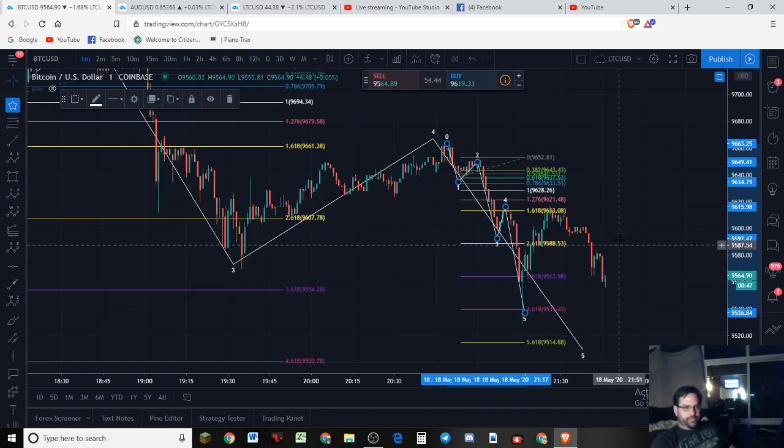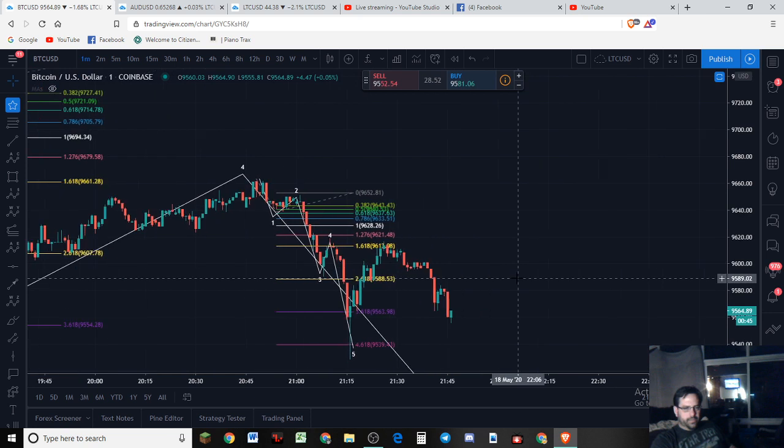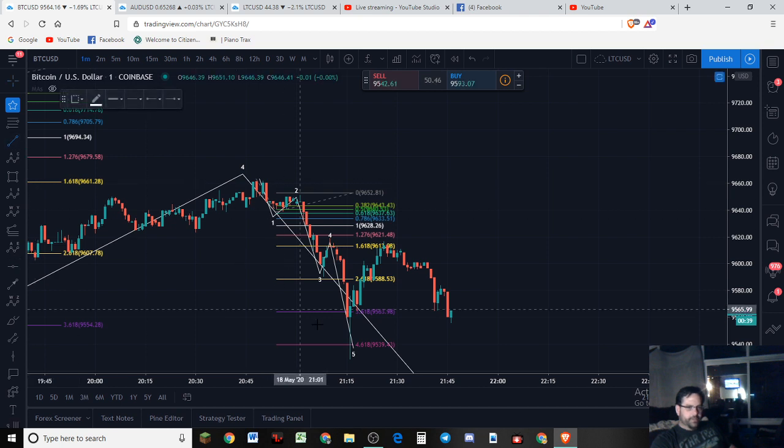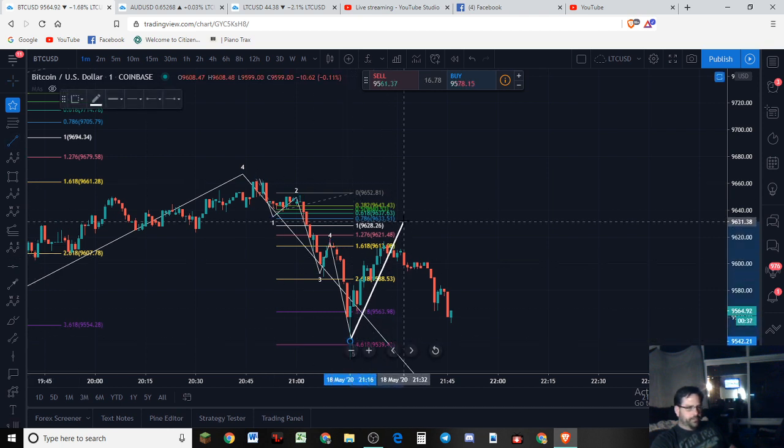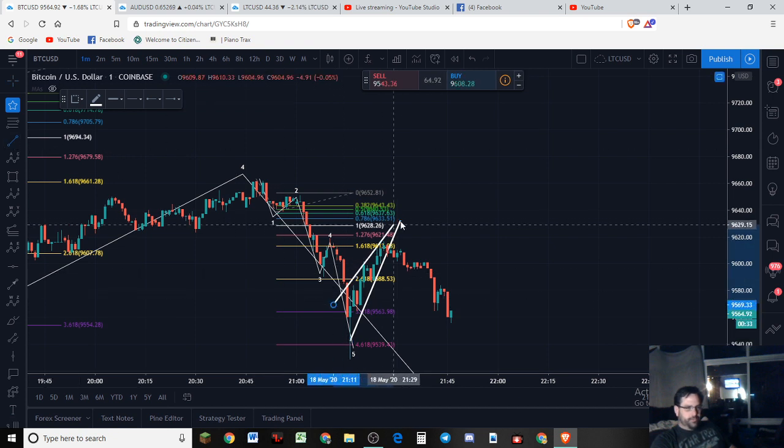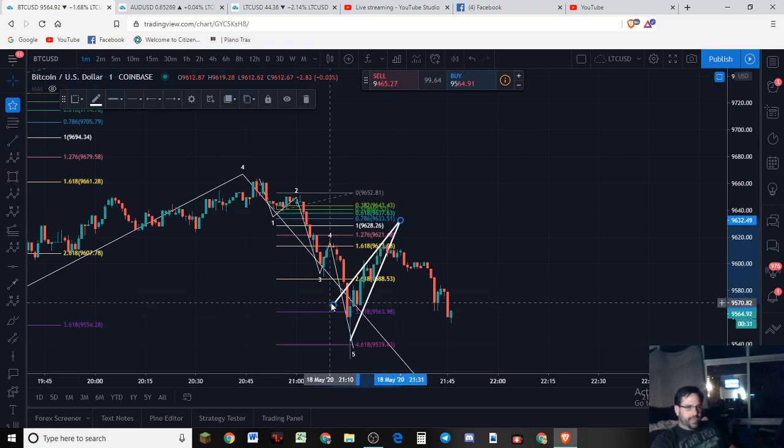This is what I'm expecting. I don't think this is a 3-wave pullback, though it could be. It looks like a diagonal to me. This is the 1-minute chart, but again, we're doing micro analysis to find where our entry is going to be. This is how we nail our entries. That looks like a diagonal to me.